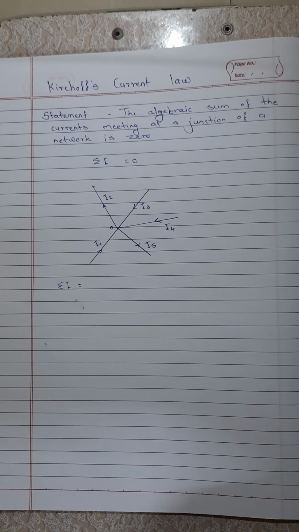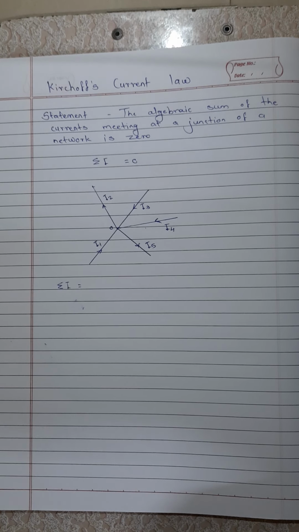Firstly, we discuss the Kirchoff's current law. The statement is: the algebraic sum of the currents meeting at a junction of a network is 0. The algebraic sum of currents means summation of I is equal to 0.